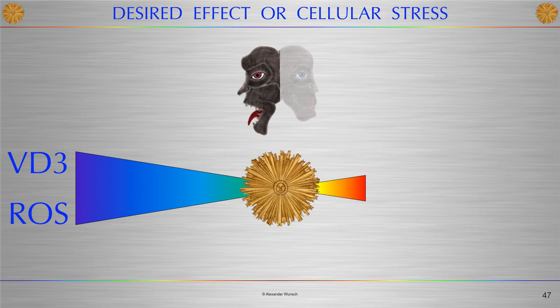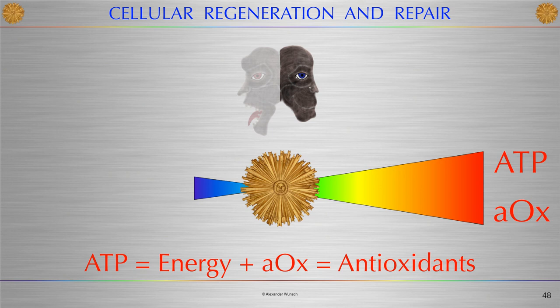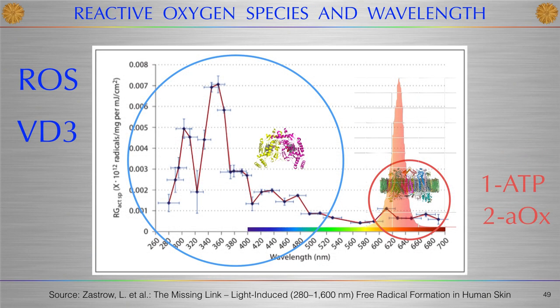So on the short wavelength part of the spectrum, we have the desired effect if the dose is correct. And we have cellular stress if the dose thresholds are exceeded. And on the other side, we have cellular regeneration and repair. The red light is able to increase the adenosine triphosphate, or ATP, production in cells, and the red light is also able to increase the production of antioxidants via a biphasic mechanism, which is a little bit complicated, but you can tell this from the next slide.